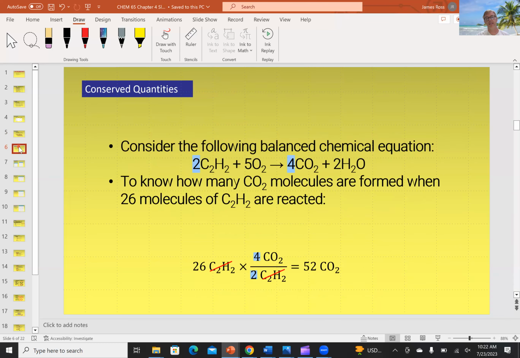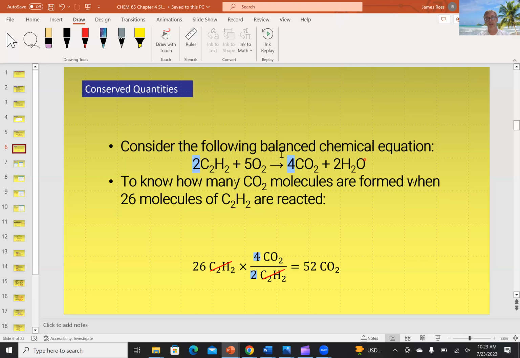Okay, consider the following balanced chemical equation. So we have 2 lots of C2H2 and 5 lots of oxygen to give 4 lots of CO2 and 2 lots of water. So we're starting to look at conserved quantities, which eventually will develop into the mole, but not quite yet. The goal here is to know how many CO2 molecules are formed when 26 molecules of C2H2 are reacted.